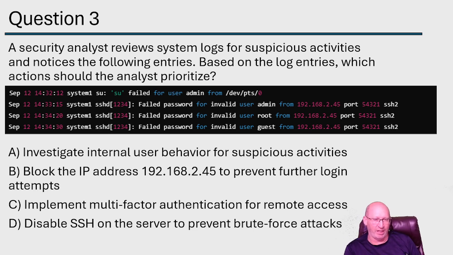Investigate internal user behavior for suspicious activities, or block IP address 192.168.2.45, prevent further login attempts. Well, if we look at A and B and we look at this, I like both answers. I really do. And I would say that both of these are correct answers. They really are. But which one is the more correct answer?